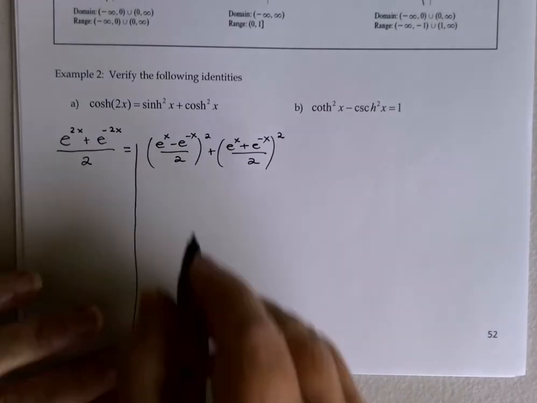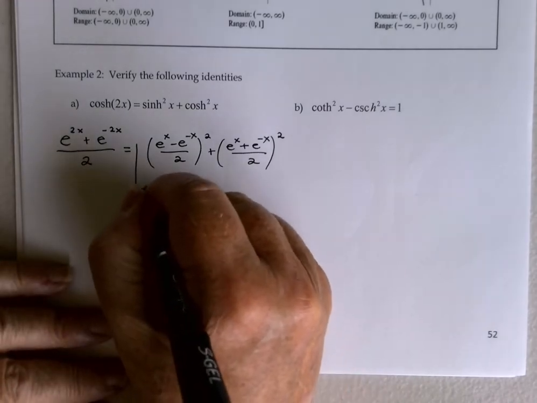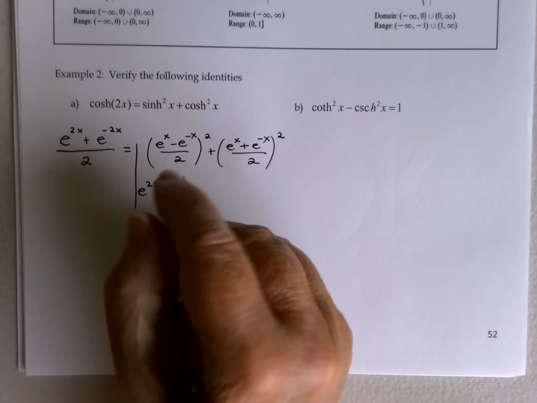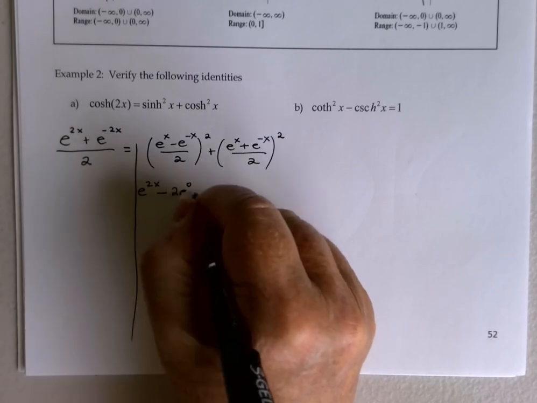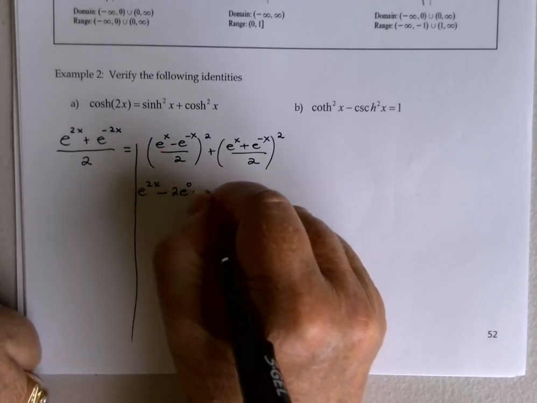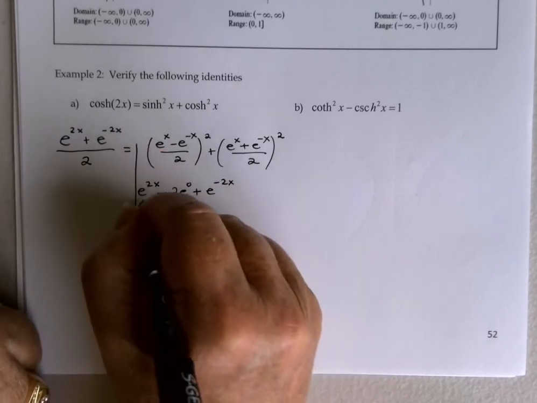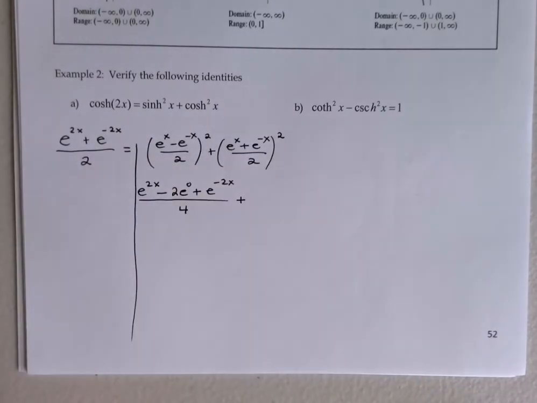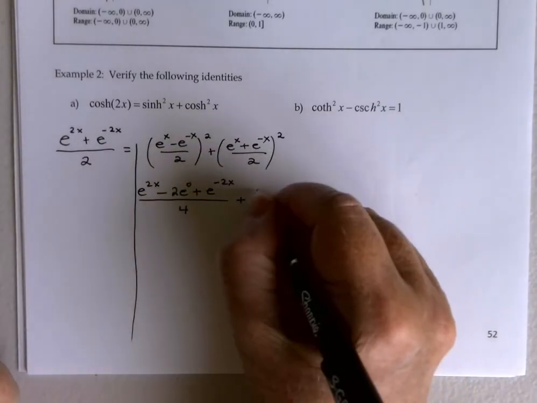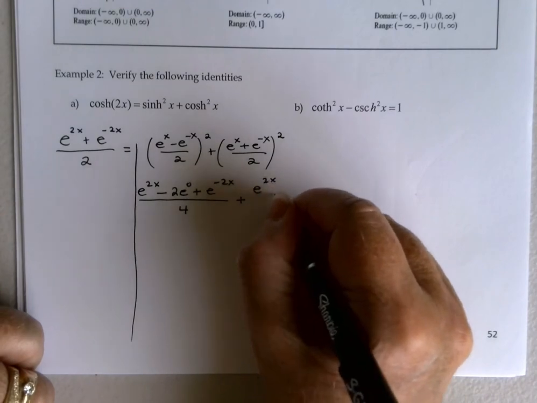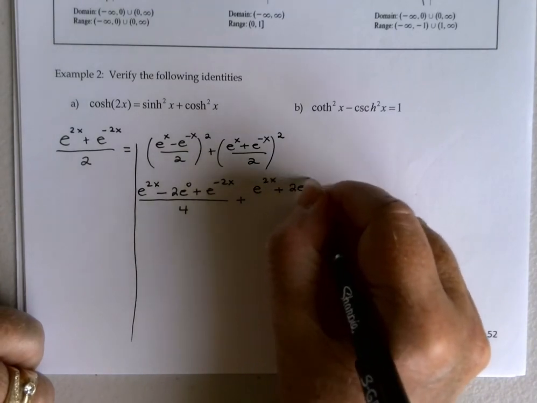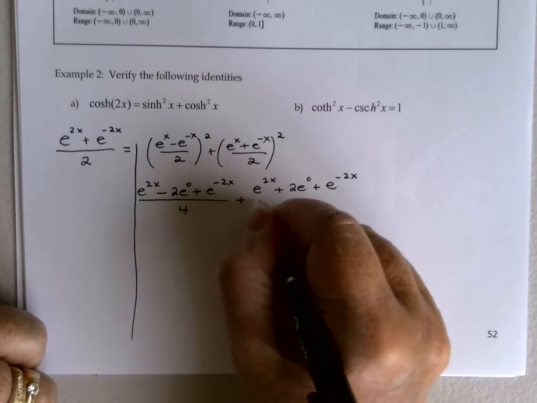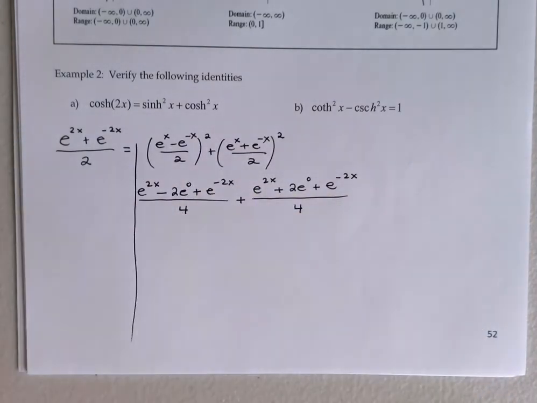Let's work at the right-hand side. First fraction would be e to the 2x minus 2e to the 0. And then negative times negative would be plus e to the negative 2x over 4. Plus the second one, e to the 2x plus 2e to the 0 plus e to the negative 2x over 4.